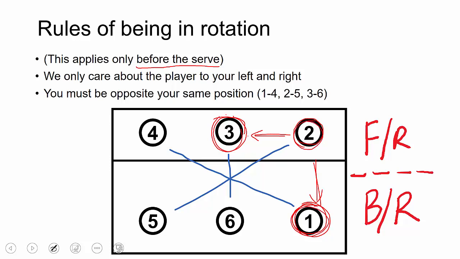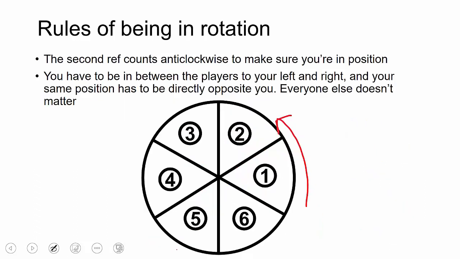The way you check the rotation is you look at who's opposite. Here we see that position two is opposite whoever's in position five. They should be the same position. So if two is a pass hitter, then five should be a pass hitter as well. That's what we talk about when we're looking at whether you're in rotation or not.